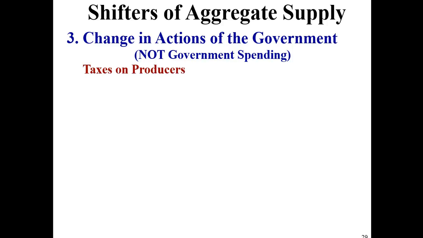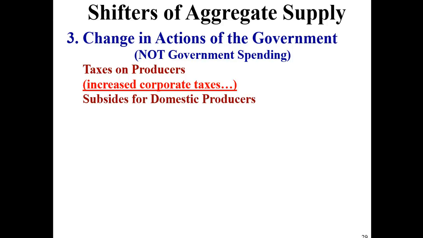The third one is a change in the actions of government. And so this is not the same as government spending. It's important to understand this is not the C plus I plus G plus X. This is actions of government that affect businesses, so primarily taxes and subsidies. The first one would be taxes on producers. If corporate taxes are increased, you can probably make the common sense leap here that people are going to have less money to spend on their businesses. Aggregate supply will decrease. And subsidies for domestic producers will increase aggregate supply.